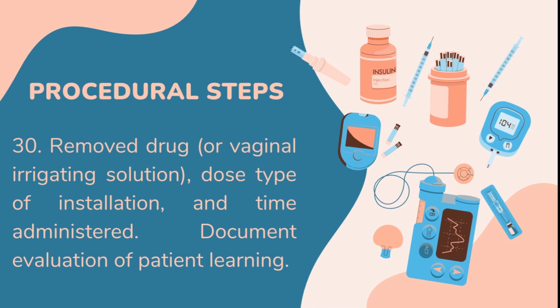Record dose, type, method of administration, and time given. Document patient learning. After completing the procedure, remove any leftover medication or solution. Write down important details like the type of drug, how much was used, how it was given, and the time it was administered. Also check and record if the patient understood the instruction. Proper documentation helps keep track of the treatment, ensures accuracy in patient's care, and allows healthcare providers to monitor progress and make adjustment if needed.